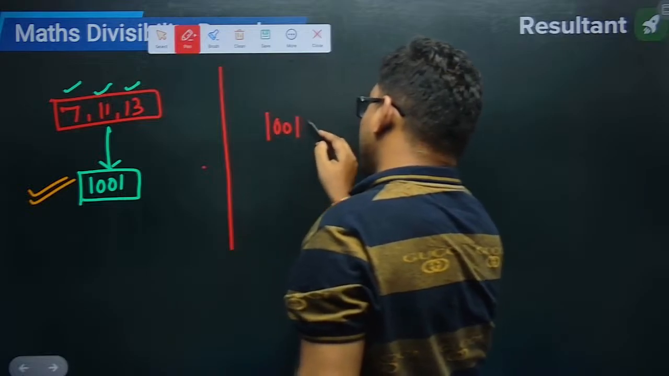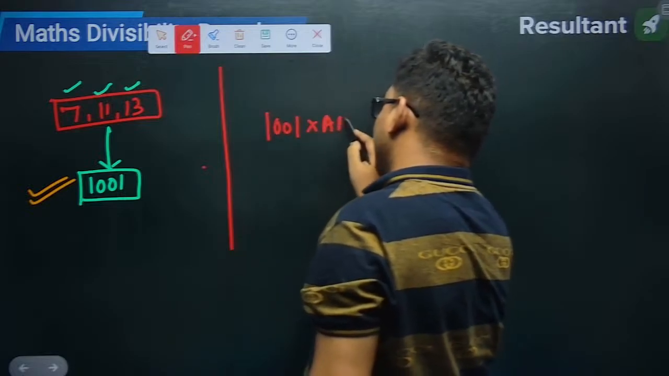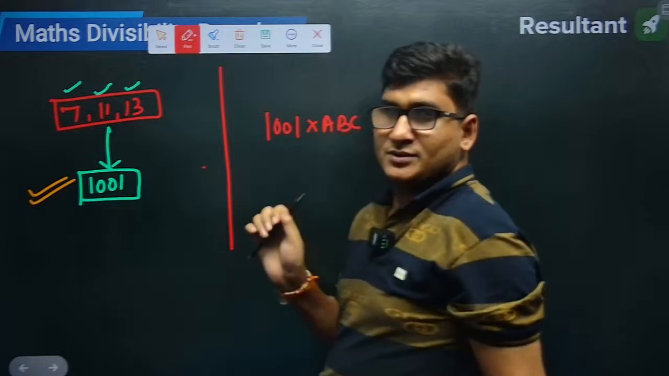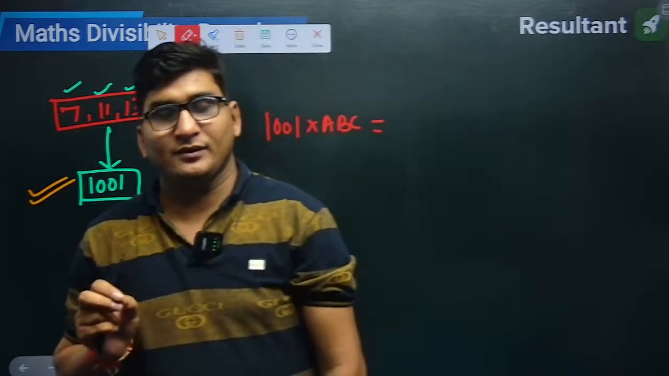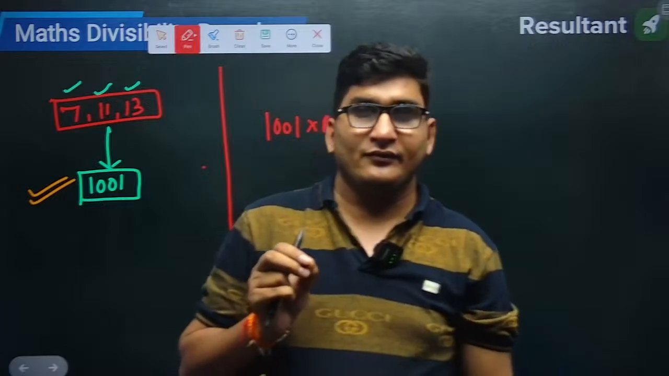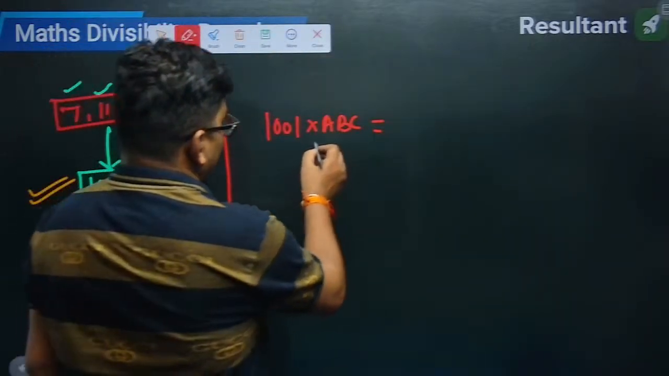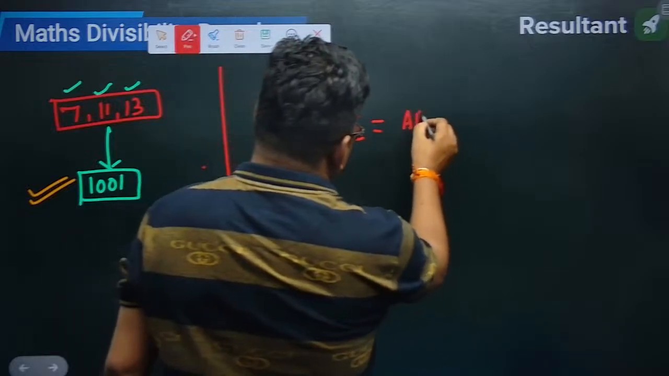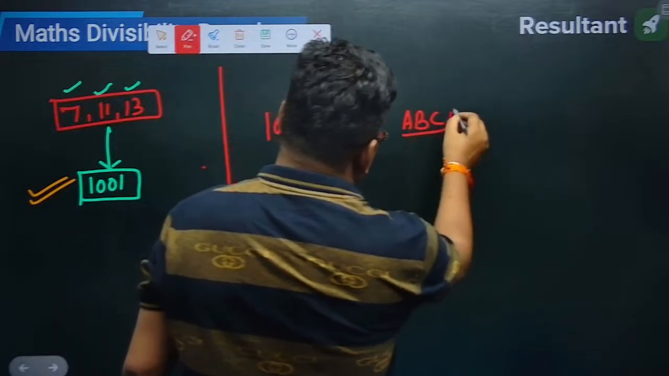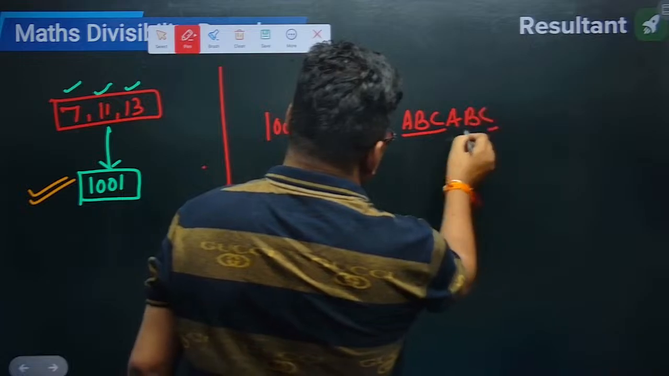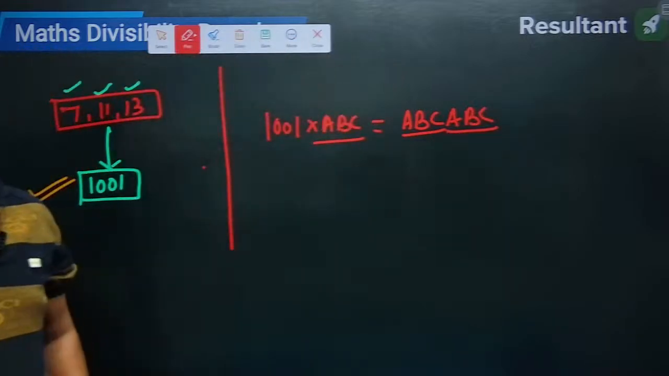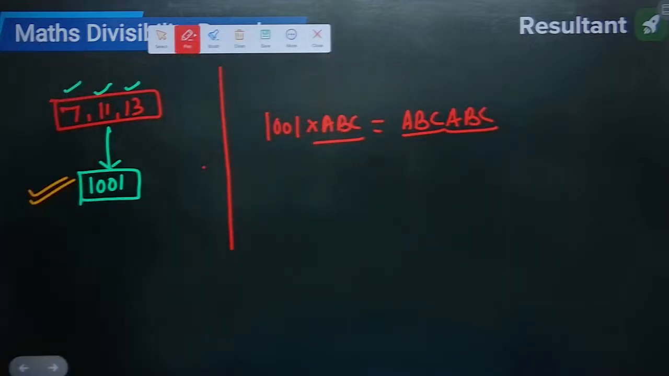1001 multiplied with ABC becomes what? If you multiply a 3-digit number by 1001, the number is written 2 times the same. If it is ABC, it is written ABC ABC. It will be written 2 times. Correct? So now, if any problem, then confirm with me.